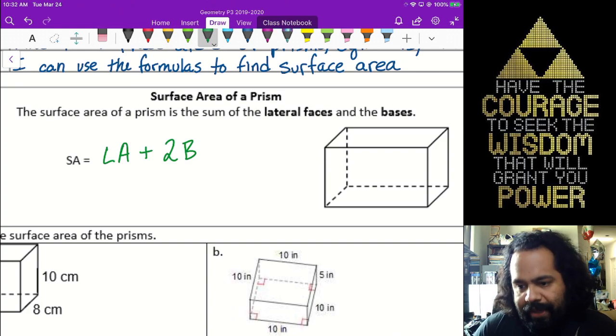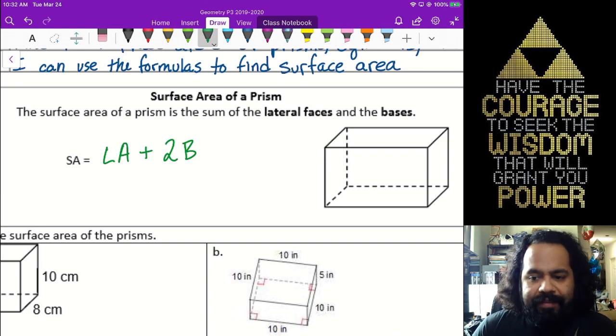Gerardo, if you were able to print it out, that would have been ideal, but if not, you can just follow along. You can write this down on a separate piece of paper.